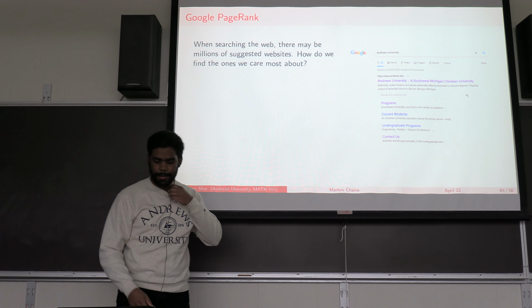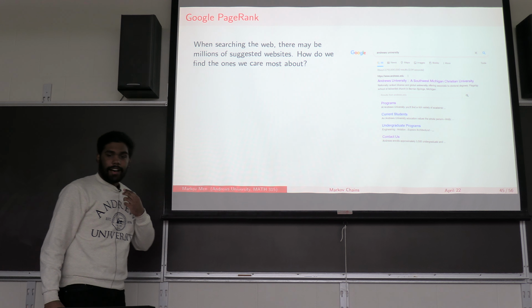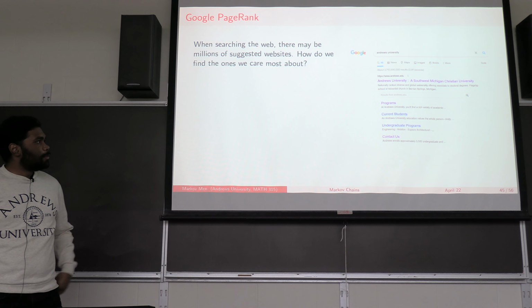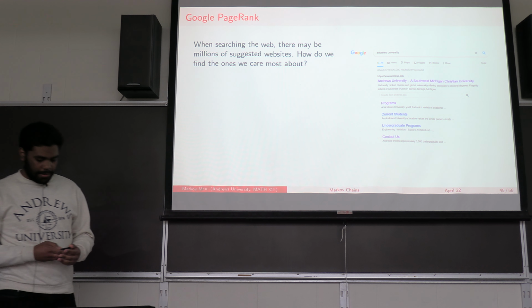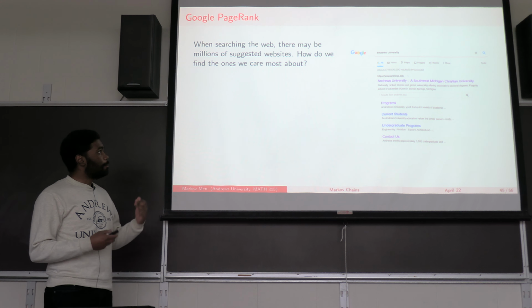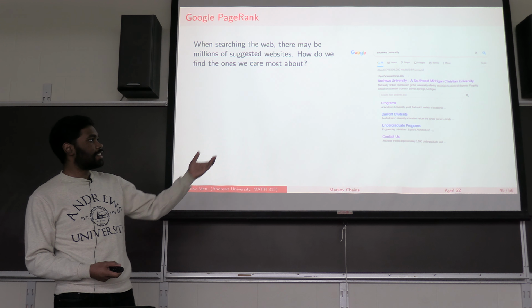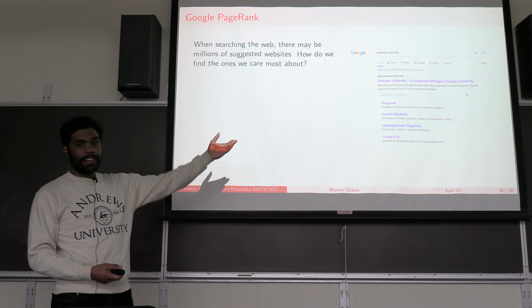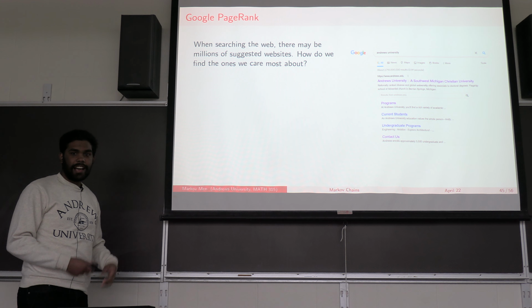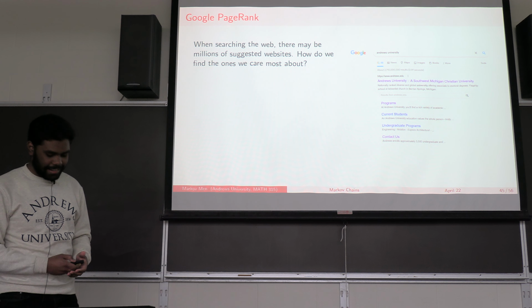All right, so for our last application, this one will be a bit more, I guess, personal, right? So when searching the web, there may be millions of suggested websites. How do we find the ones we care most about, right? And over here we have a screenshot of a search for Andrews University. And as we expect, the site we're looking for, Andrews University, is all the way at the top, as opposed to something like Southern being there, right?